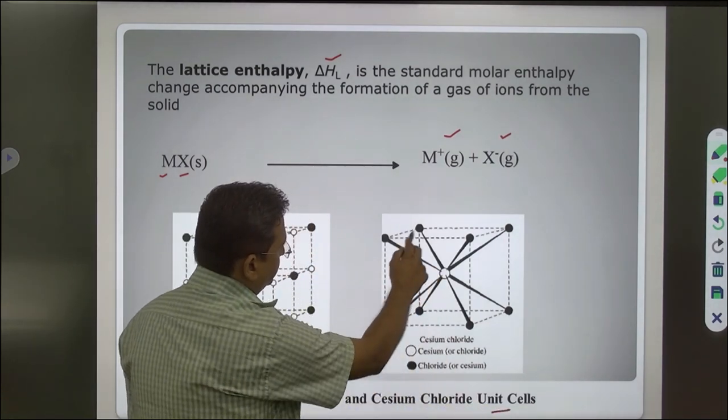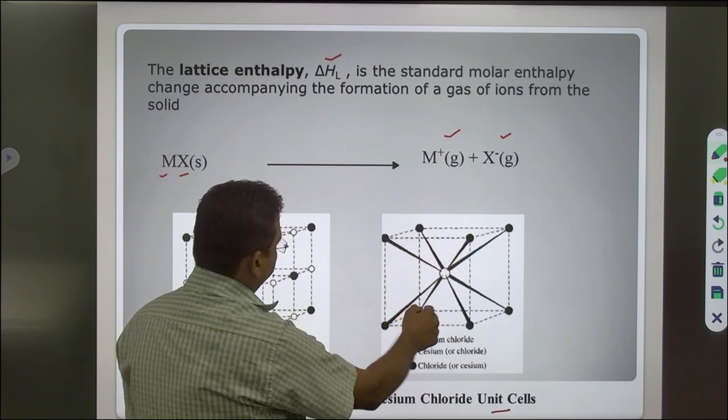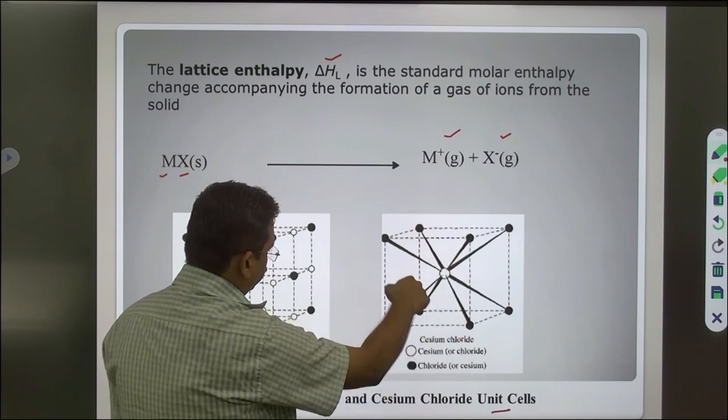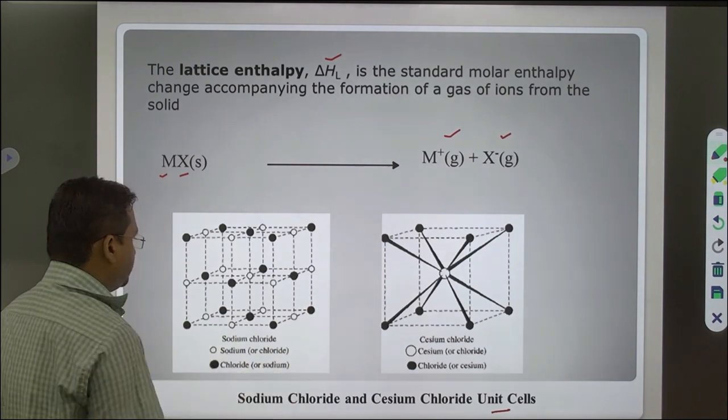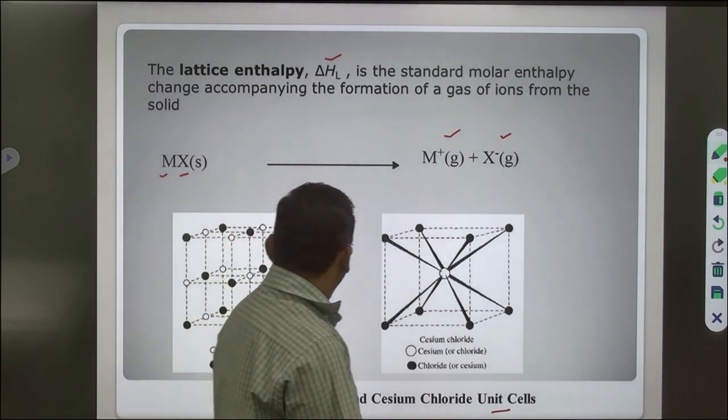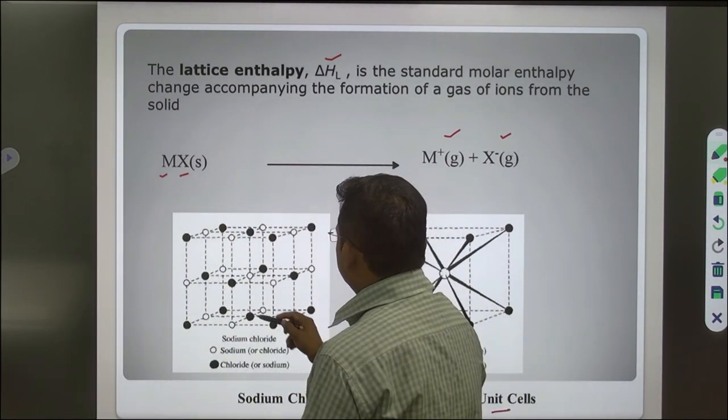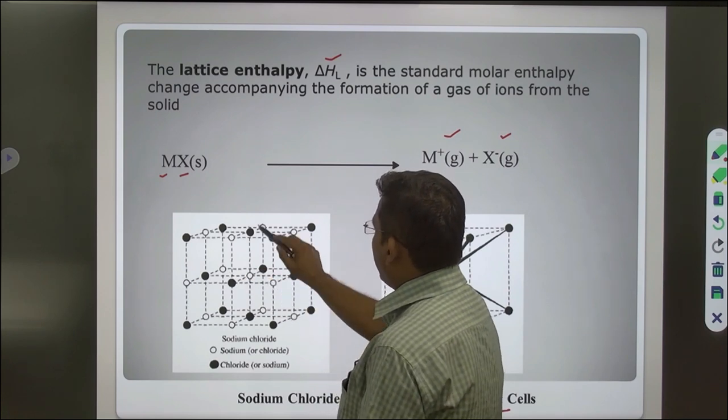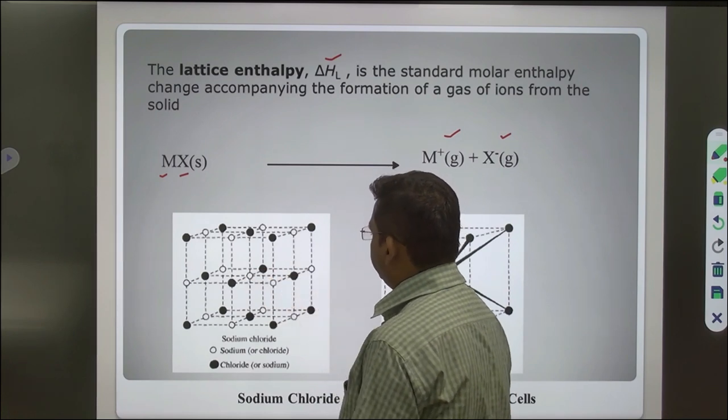structure, where 1, 2, 3, 4, 5, 6, 7, 8. Eight chlorine ions are surrounded by cesium. As you see in this also, 4, 5, 6, 7, 8.